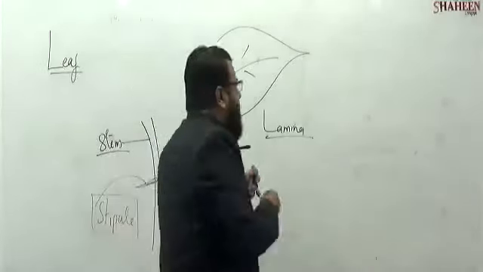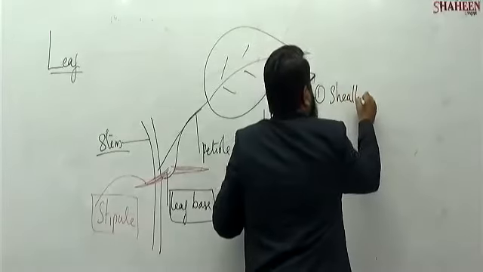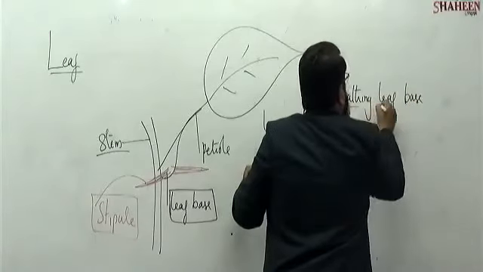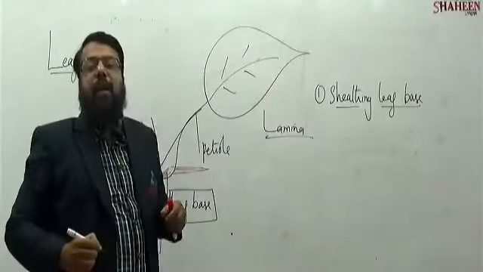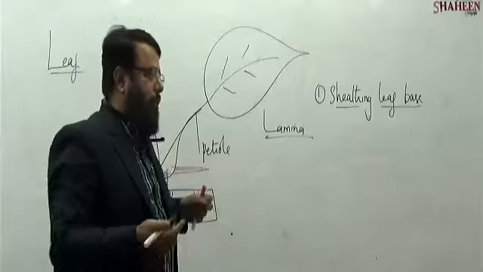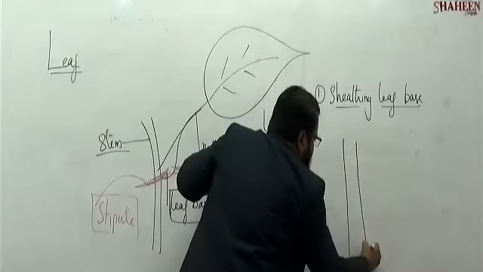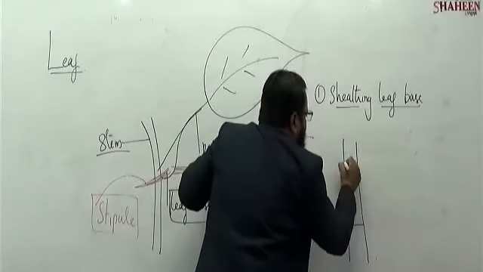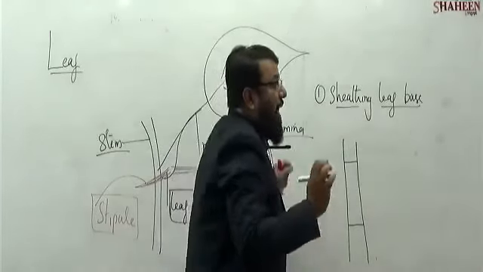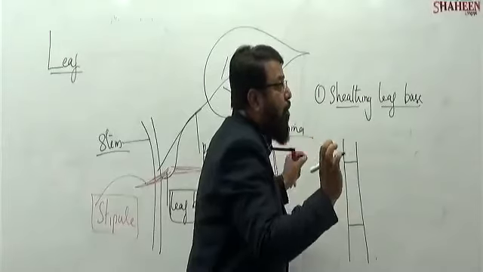Yes, we have 2 types of leaf bases. First one, the sheathing leaf base. The first one is the sheathing leaf base, in sorghum, that is jowar, and in sugarcane. You have observed sugarcane. Observe, this is a node of a stem. How many nodes have I drawn? 2 nodes. Where is the leaf present? The leaf is present at the nodal region.